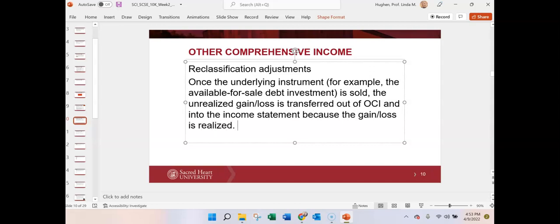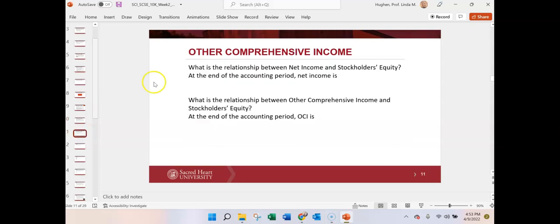In other words, other comprehensive income items are not recognized in income until they are realized, or that related asset is sold or the liability is settled. So we started talking about this relationship between other comprehensive income on the statement of comprehensive income and accumulated other comprehensive income. So that leads us to our next slide.